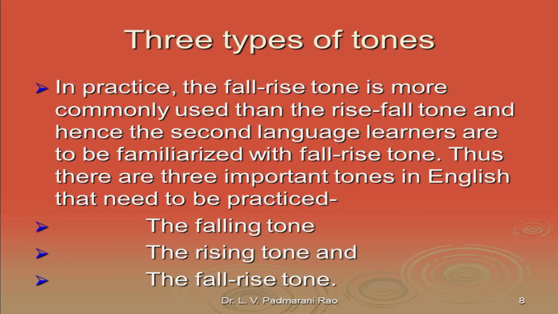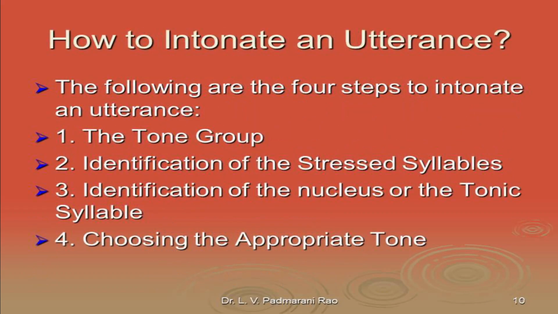Even though native speakers maintain 6 different types of tones, like the high fall and the high rise, low fall and the low rise, fall rise and the rise fall, for the convenience of second language or foreign language learners, 3 important tones are essential for practice. The first is the falling tone, the second is the rising tone, and the third is the fall rise tone. While intonating an utterance, there are 4 important steps that could be borne in mind for any English sentence.